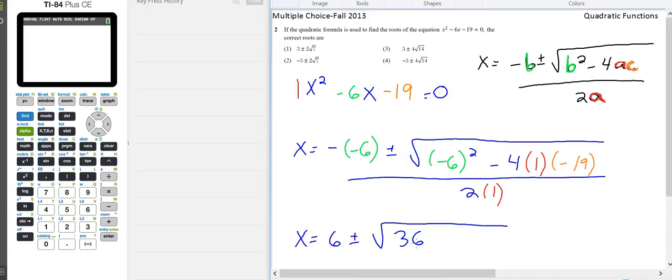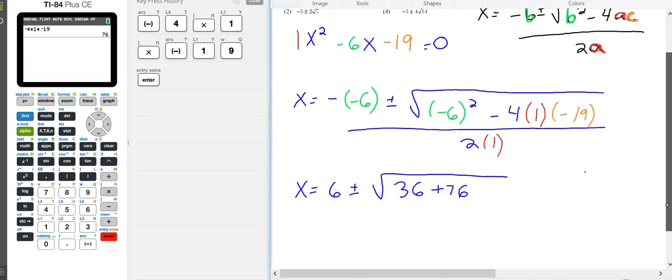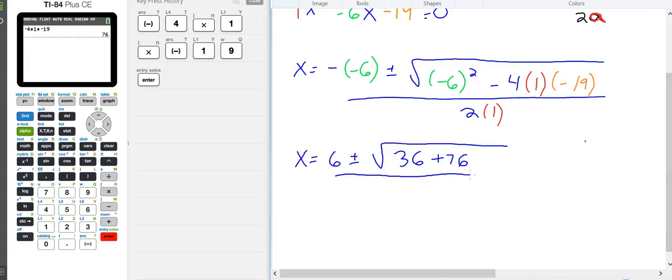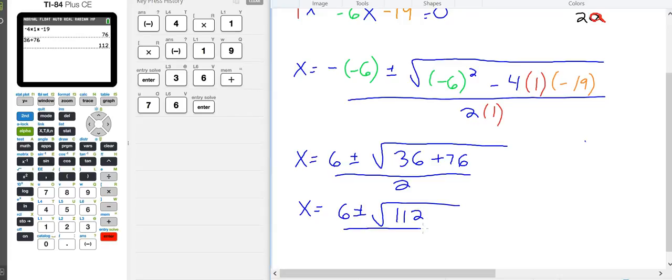Let's do that on the calculator. 76, positive 76. And that whole thing is over 2 times 1, which is just 2. Let's simplify. X is equal to 6 plus or minus the square root of 36 plus 76 is 112 over 2. Is the square root of 112 a perfect square? Let's try it.